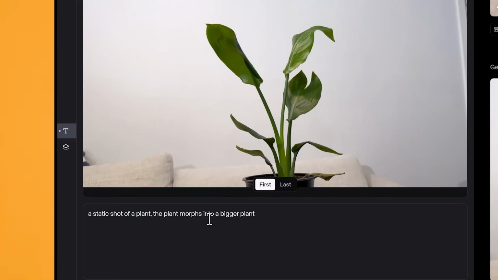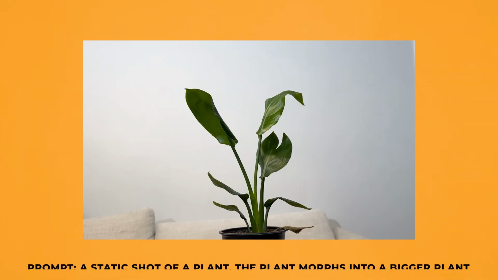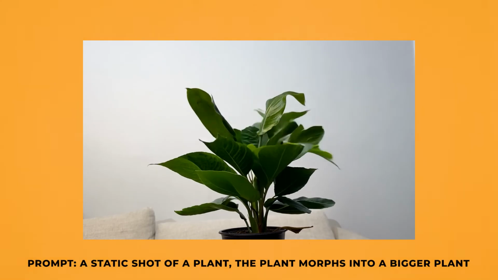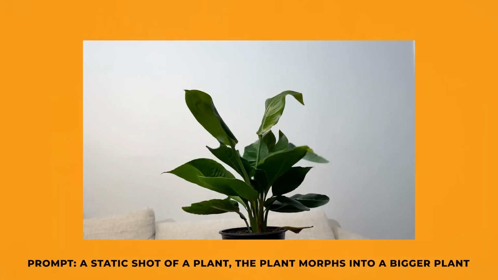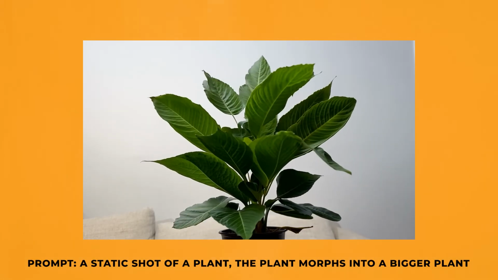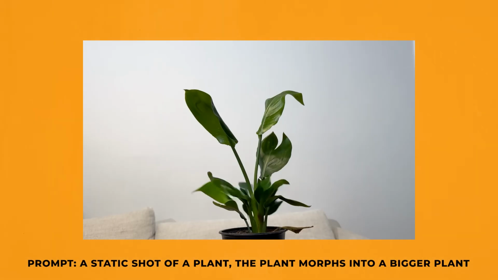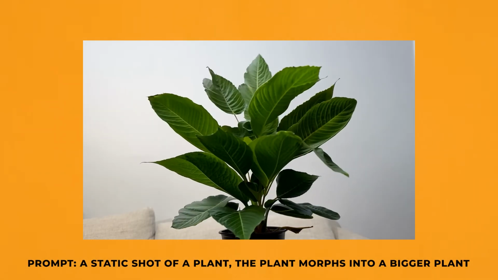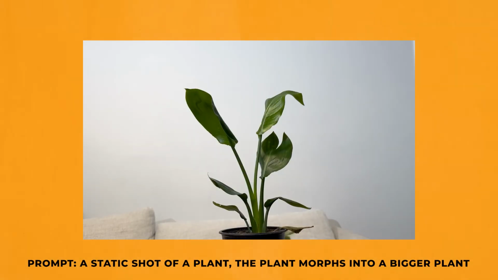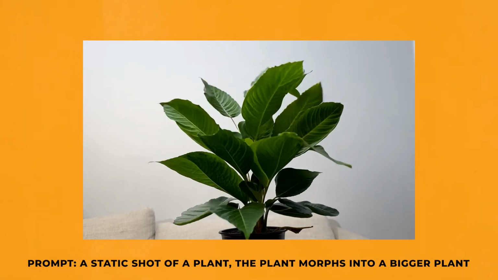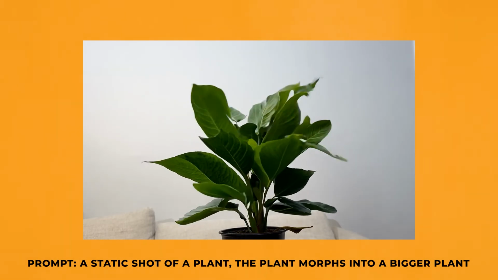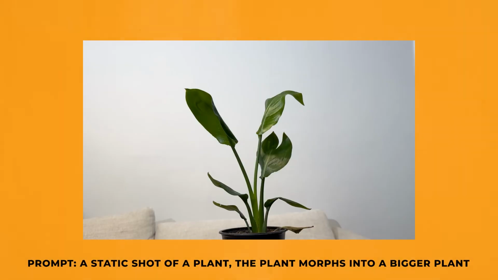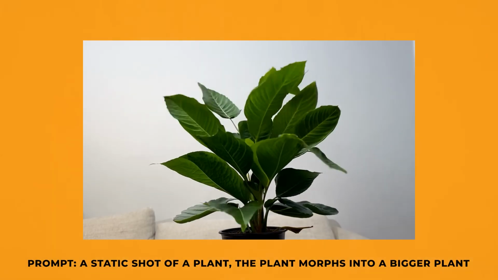So I tried a few different prompts on this one, and this is the video I got when I put in the prompt of a static shot of a plant, the plant morphs into a bigger plant. So if you just keep experimenting with prompts, you will get the results that you're looking for. And I really like the look of this video. It's a really cool visual way to kind of show a plant transforming or growing. And it looks pretty realistic, to be honest.